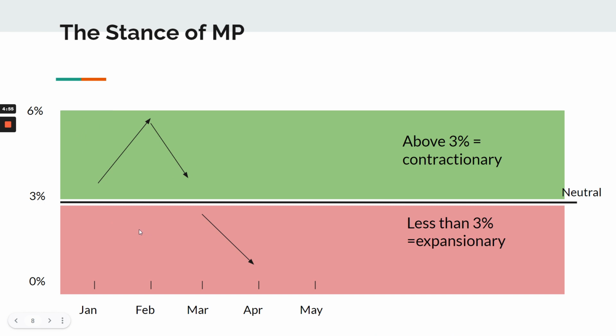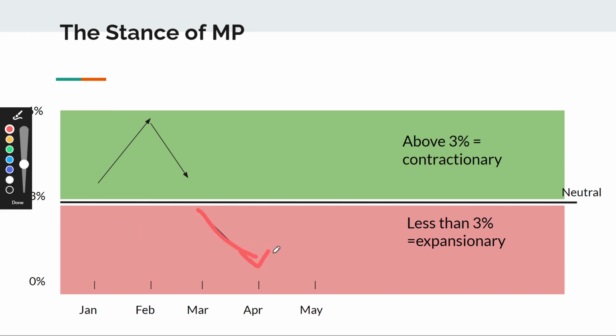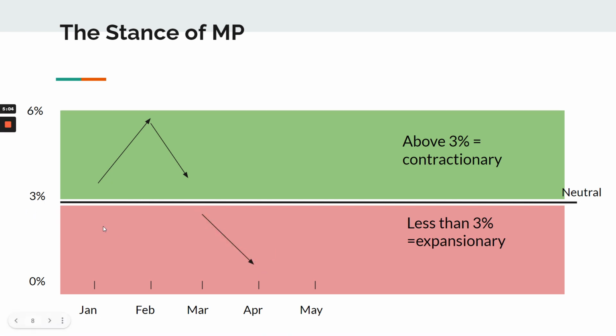Okay, what happens if we're below 3? Well, this is going to be expansionary, but we're moving away from neutral, so it's going to become more expansionary as it moves towards 0. And if we increase, but we're still below 3%, we're less expansionary. And again, this would be called a loosening. This would be called a tightening.